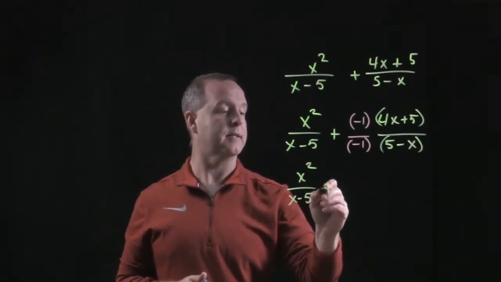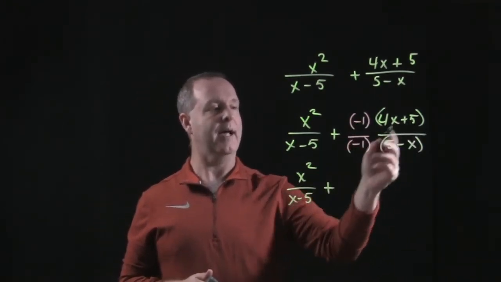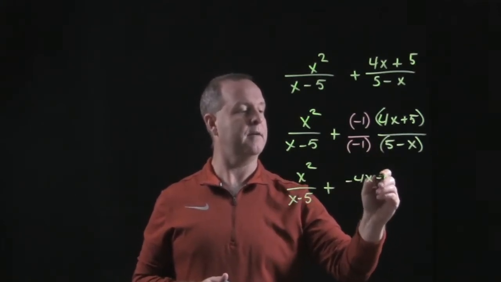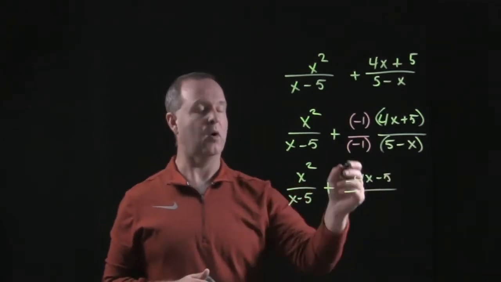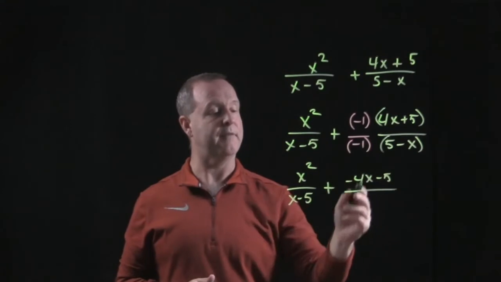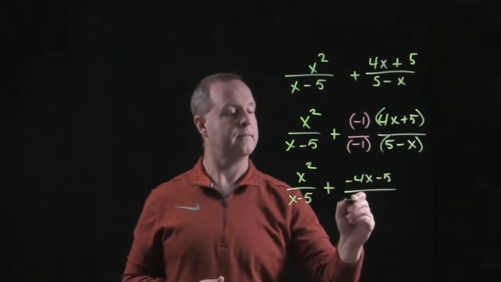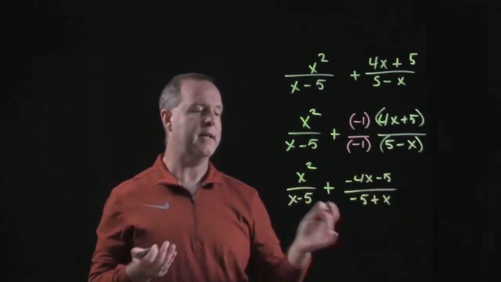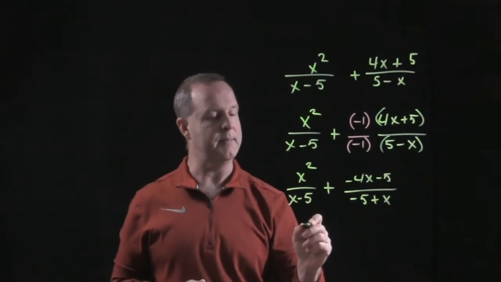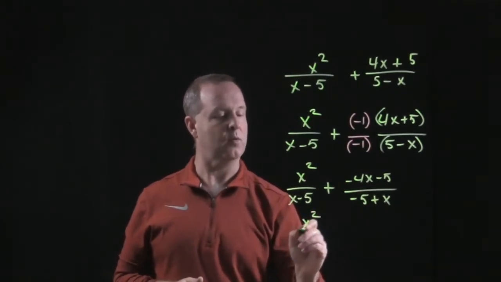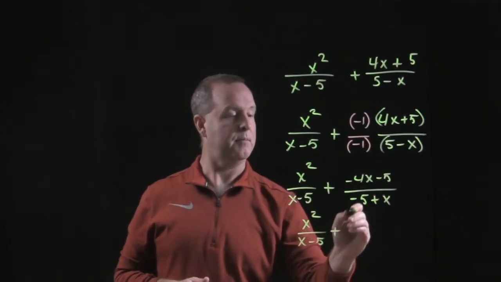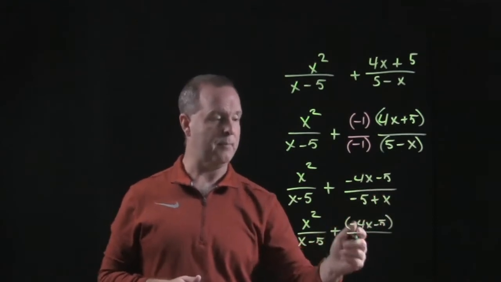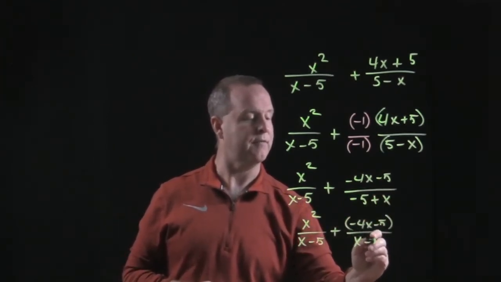Maybe it's expected, maybe not. -1 times the top gives me -4x minus 5. The denominator, -1 times 5 gives me -5, and -1 times x gives me a positive x. And then with just a little bit of manipulation of our algebra, that goes to x squared over x minus 5 plus (-4x minus 5) all over, and the commutative property allows me to rearrange those terms, x minus 5.